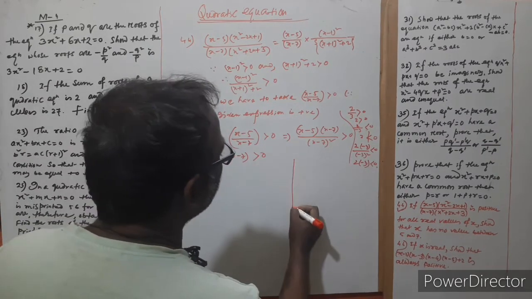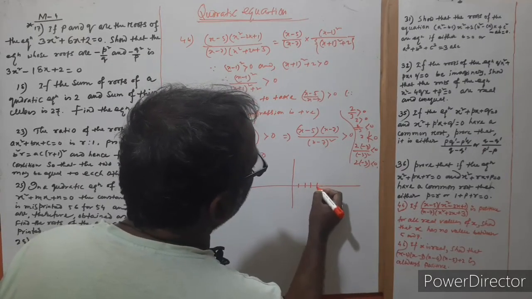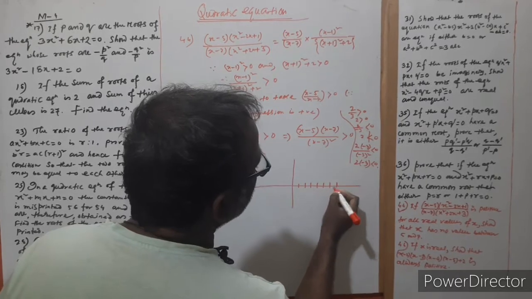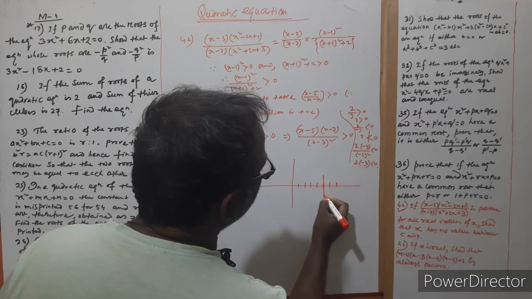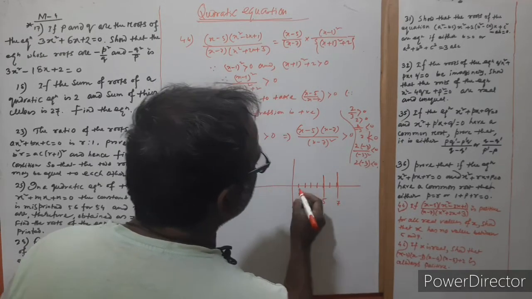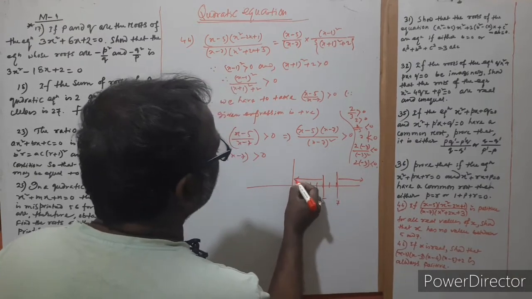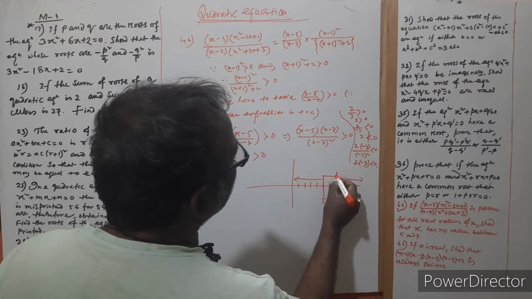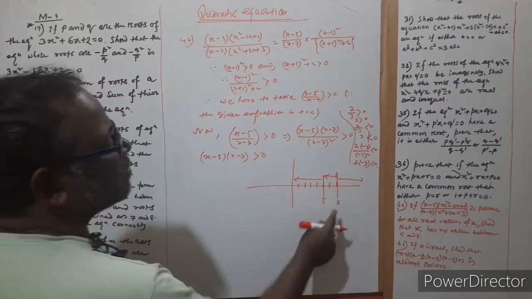Now we draw a number line here. See carefully: 1, 2, 3, 4, 5, 6, 7. This is 5, and this is 7 here. Now see which region would be satisfied for this case. If we take more than 0, and this is there under 2 and 5, if we apply under 2 and 5, it means more than 5.